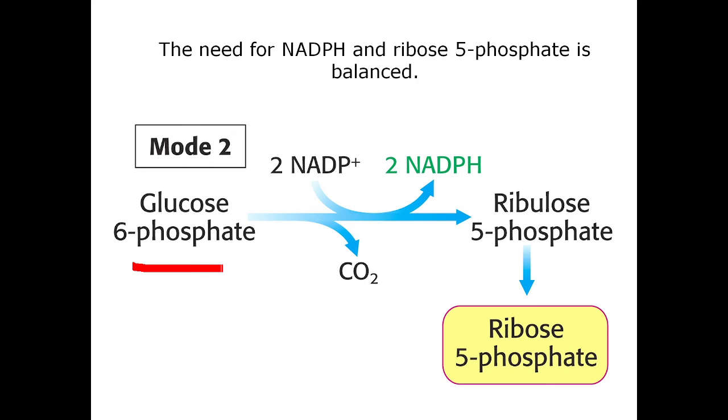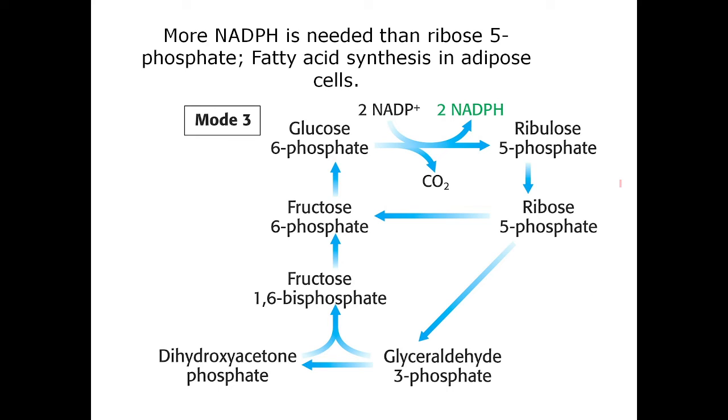You can see here glucose 6-phosphate is getting converted into the ribulose 5-phosphate, and during this process 2 NADPH get generated and carbon dioxide gets removed. That is why this is a 6-carbon sugar, and 1 carbon as carbon dioxide is removed. That is why this is a 5-carbon sugar, and this ribulose 5-phosphate can get converted into the ribose 5-phosphate. More NADPH is needed than ribose 5-phosphate in the case of fatty acid synthesis in the adipose tissue. Whenever fatty acid synthesis is going on in the adipose tissue, the requirement of NADPH is more compared to the ribose 5-phosphate.